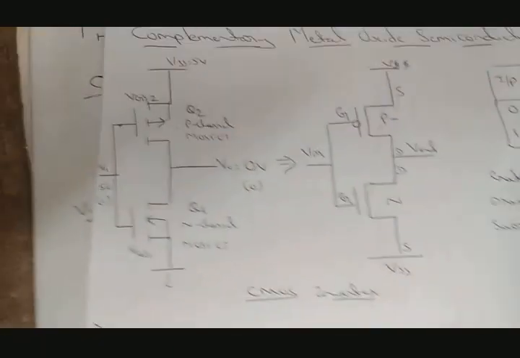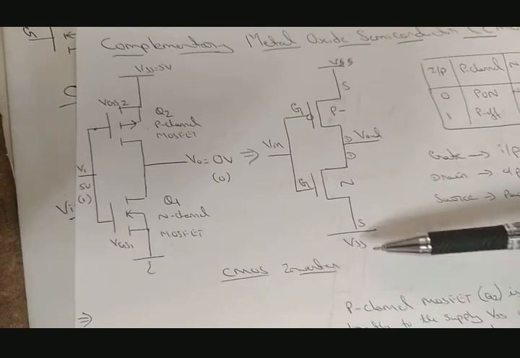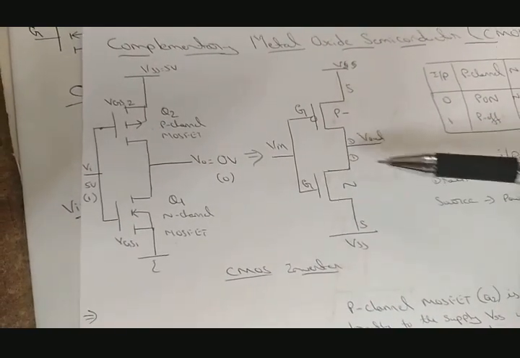So this is the structure of what it looks like: V in, V out, VDD, VSS. So this is how you get this structure.